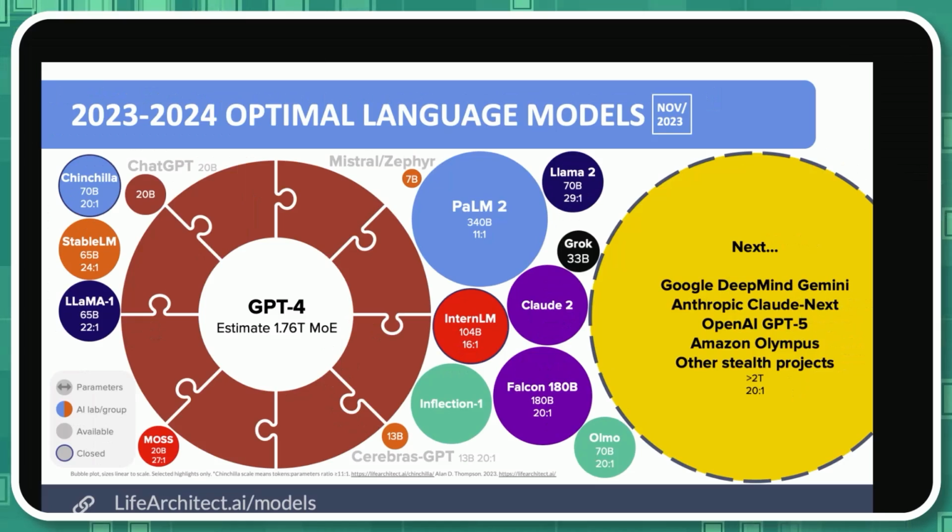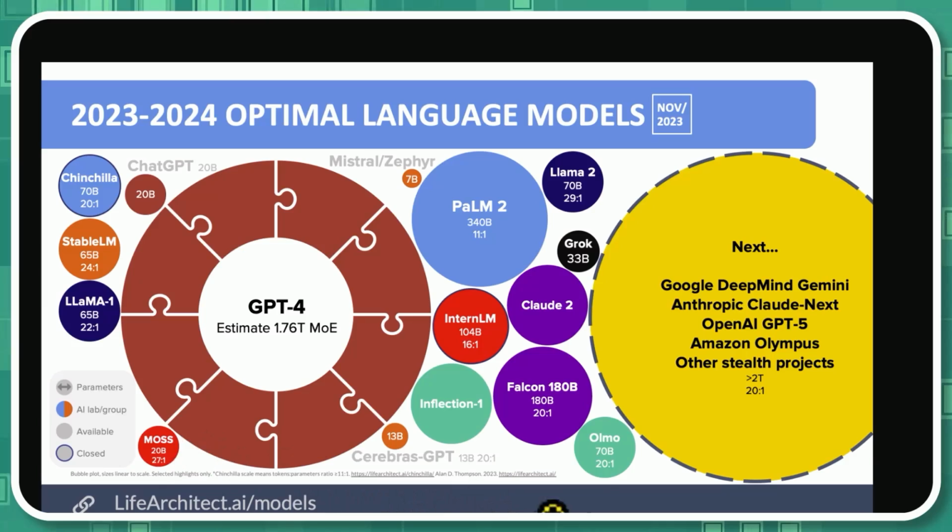So just to give you an idea, this is roughly the size of these models. So GPT-4, we're estimating it to be 1.76 trillion mixture of experts, right? So it's a big boy. And PaLM 2, 340 billion. We don't know some of the other ones. I mean, a lot of them are not publishing it. This lists Grok at 33 billion, but this was from 2023.